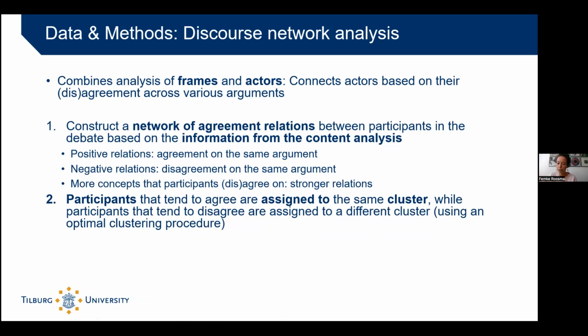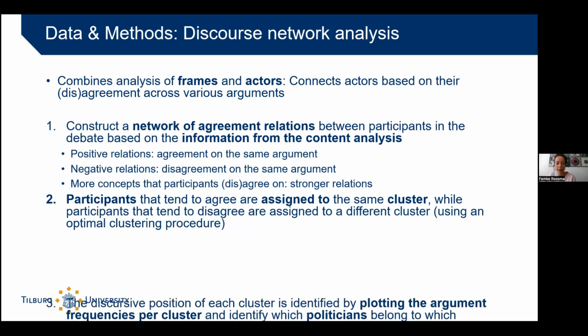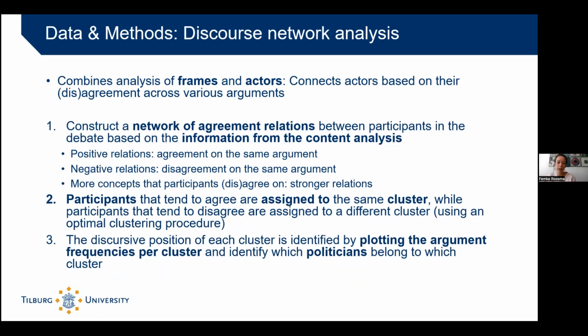This way we try to identify several clusters of people supporting or opposing UBI or certain arguments in the debate. Then finally, the discursive position of each cluster is identified by plotting the argument frequencies per cluster. First we obtain these clusters, and then we look at the arguments used in these clusters. We also identify which politicians are in which clusters. This sounds very abstract, and I think it helps to see the results to understand what is happening here.